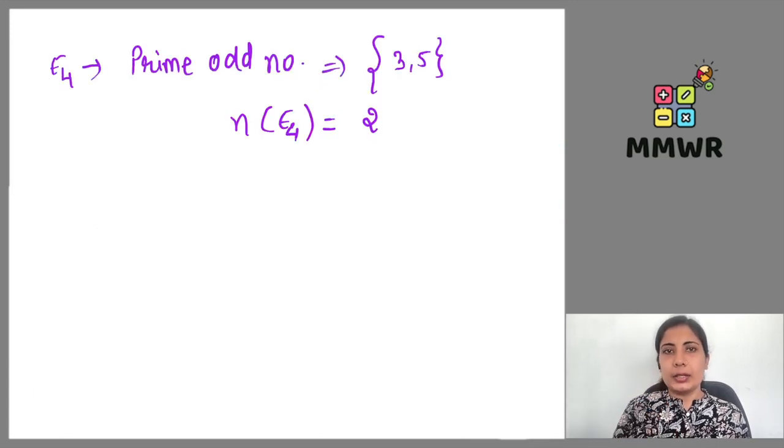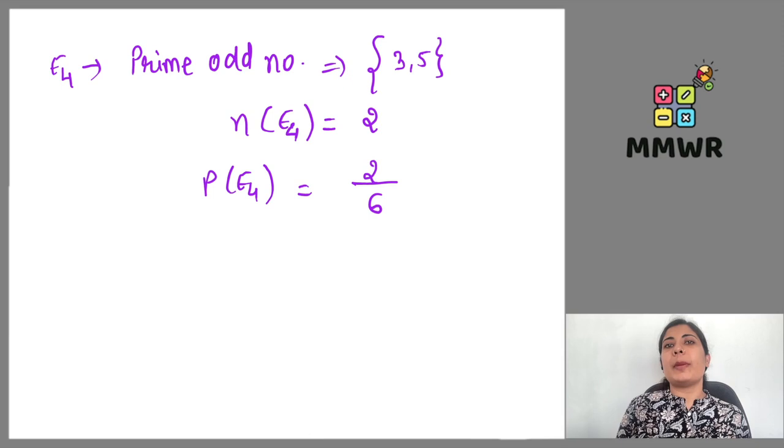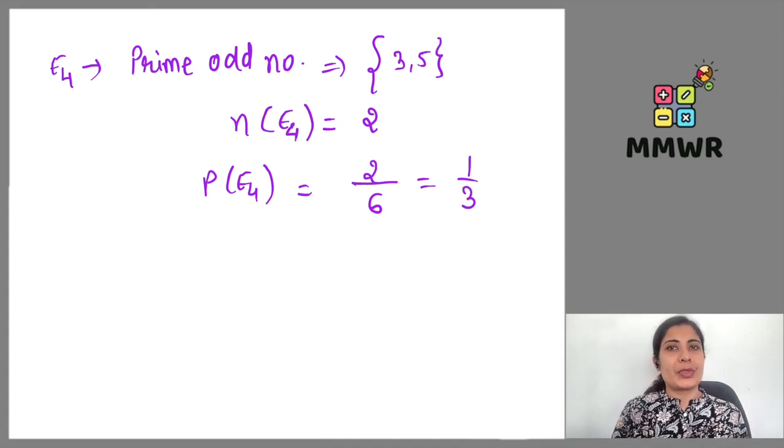Now let's check the probability for event 4, which is a prime odd number. So out of 6, there are 2 favorable members in event 4. Only 2 of them are there. So 2 divided by 6, 2 upon 6 gives me 1 upon 3. So this way we can find the probability for any specific given event, which is the favorable event.